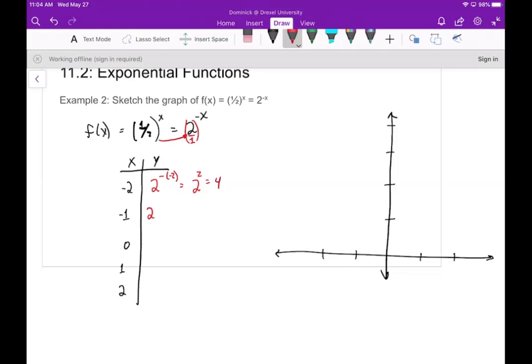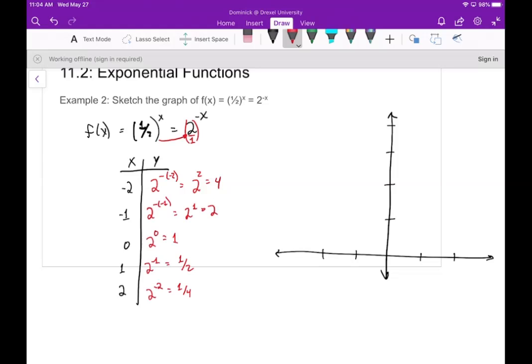So then we have a 2 to the -1 for the next one, and we'll get 2 to the first, which is 2. Then, of course, 2 to the -0 is still 2 to the 0, which is still 1. But then we get 2 to the -1, which is 1 over 2, and 2 to the -2, which is 1 over 4. Right? So we're sort of getting the mirror image here of the previous problem, right?